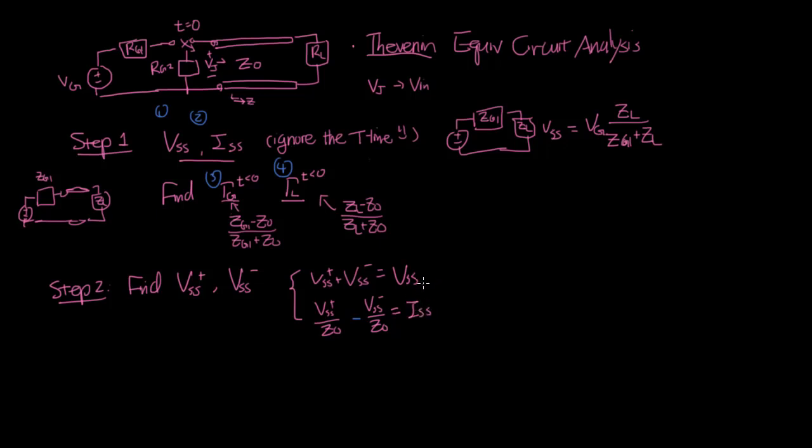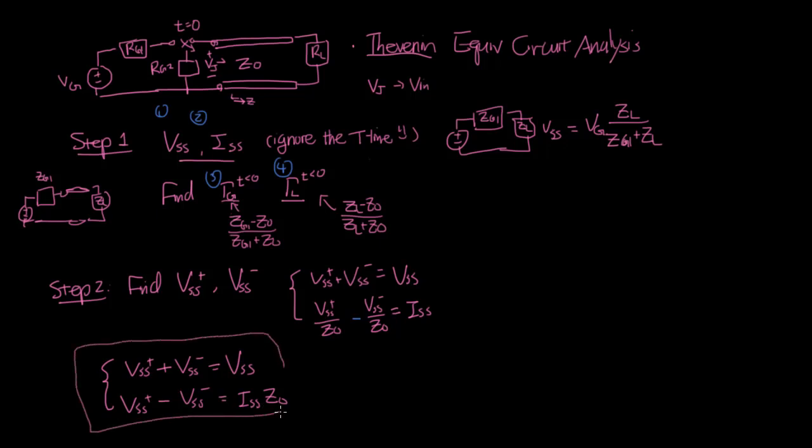So this gives us a system of 2 equations and 2 unknowns. We can rewrite it another way that will be a little bit more in the form of how we want it. So VSS plus plus VSS minus is going to be equal to VSS. And then VSS plus minus VSS minus is going to be equal to ISS times Z naught. So the sum is going to be VSS, and the difference is going to be ISS times Z naught. So this will be a handy equation that we'll use later.